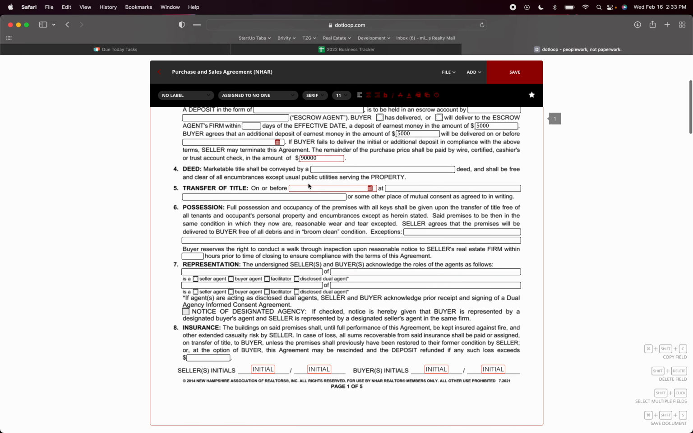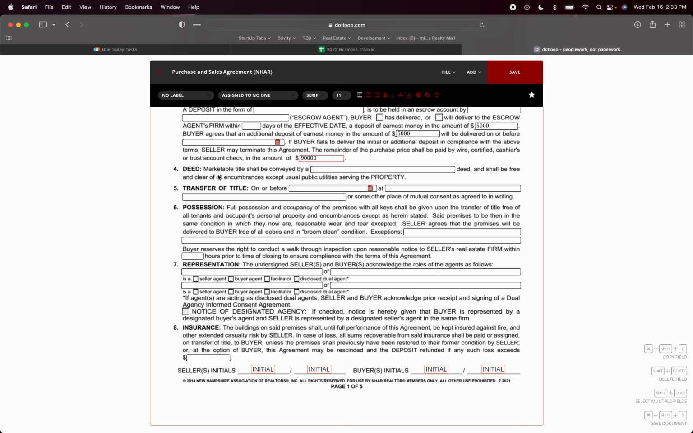Alrighty, so here in section 4, this talks about the deed. Marketable title shall be conveyed by a blank deed. This is going to be a deed type here, and most frequently you're going to see a warranty deed. There are a couple of other deeds that you might see. So sometimes a seller will only be offering a quitclaim deed.